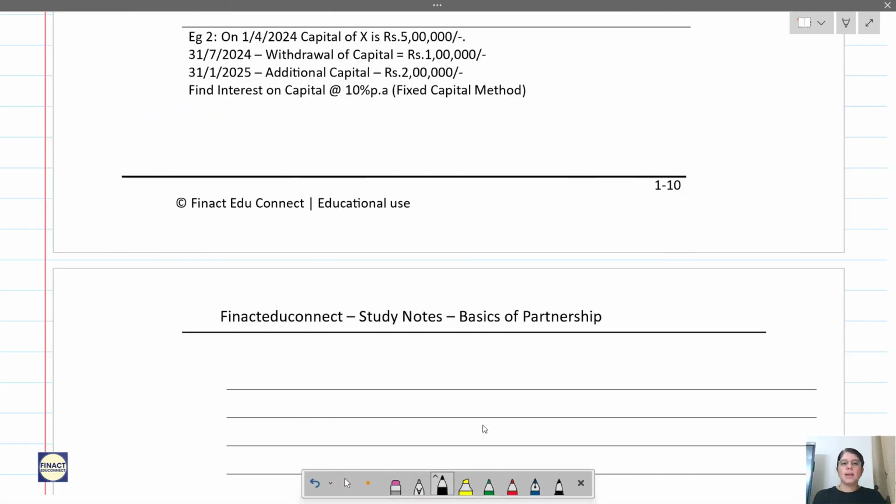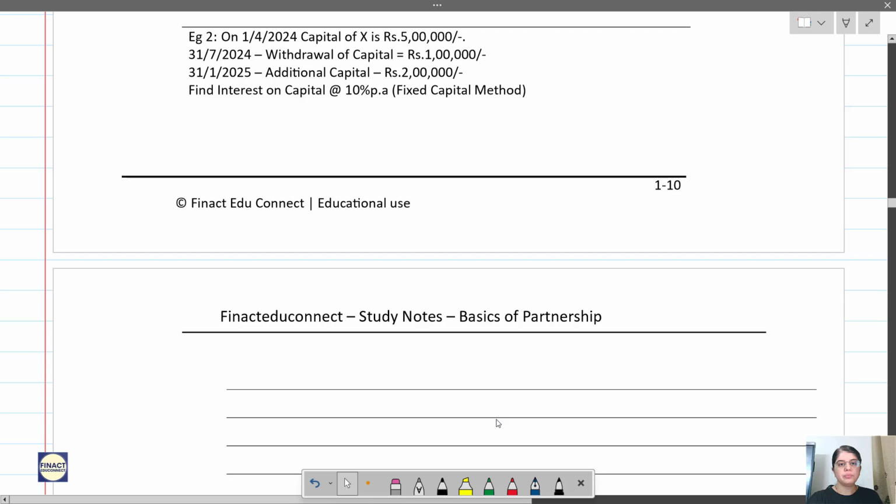Example number 2. On 1st April 2024, capital of X is 5 lakhs. On 31st July 2024, there is a withdrawal of capital. This is not drawings, this is withdrawal of capital, of rupees 1 lakh. On 31st Jan 2025, additional capital of 2 lakh was introduced. We have to find interest on capital. Now let us calculate the interest on capital over here.